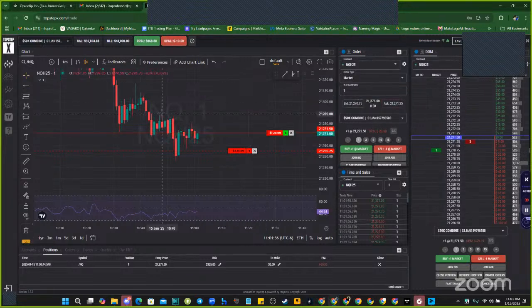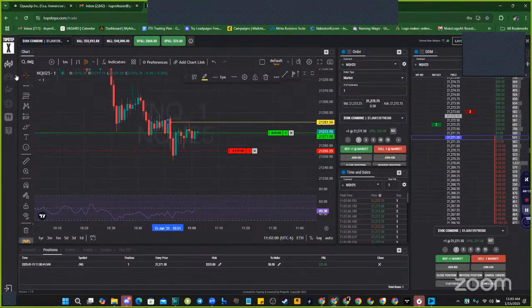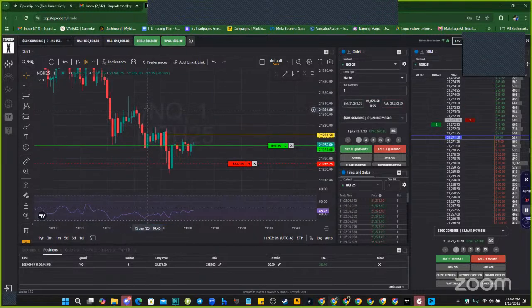All I need is this high to break. Once that happens and it's retested, I'll just move my stop into profit.